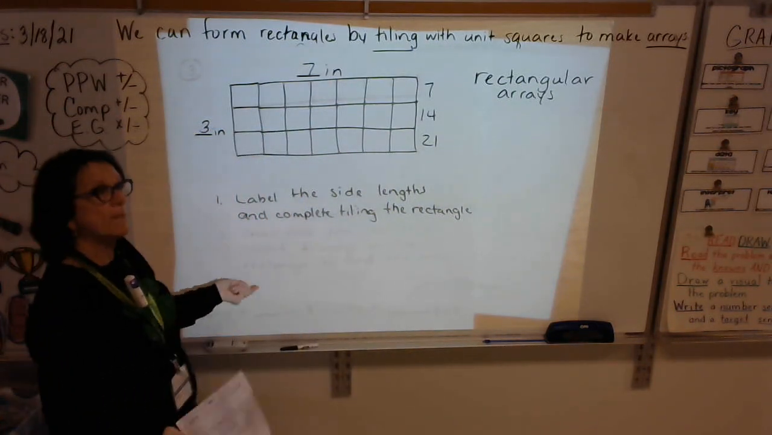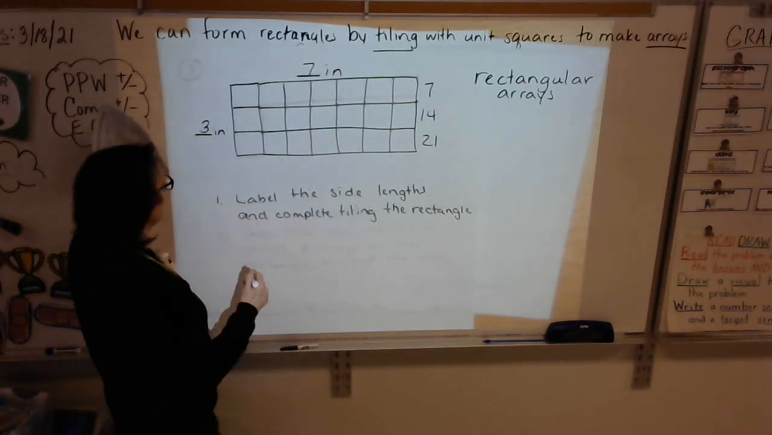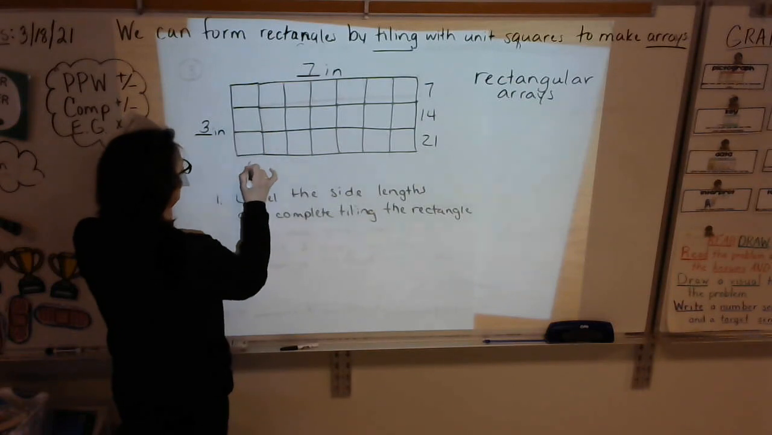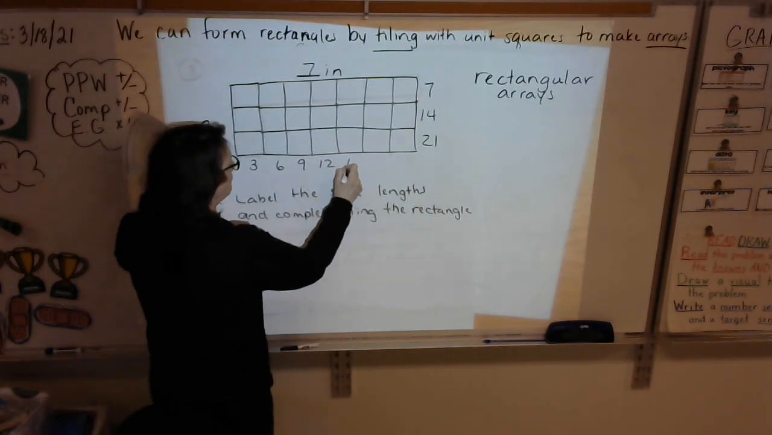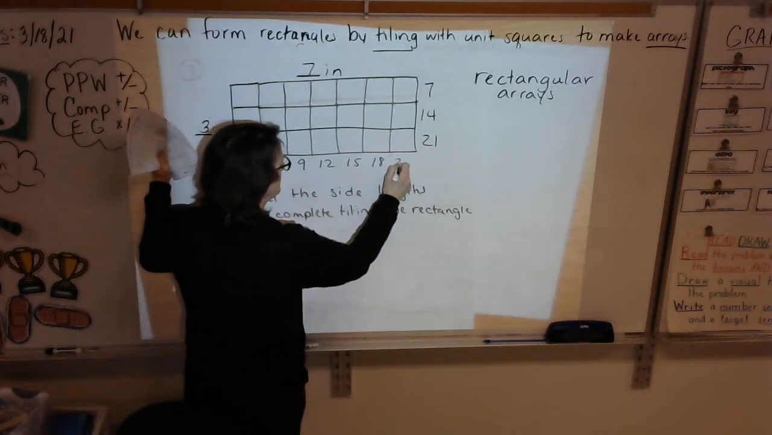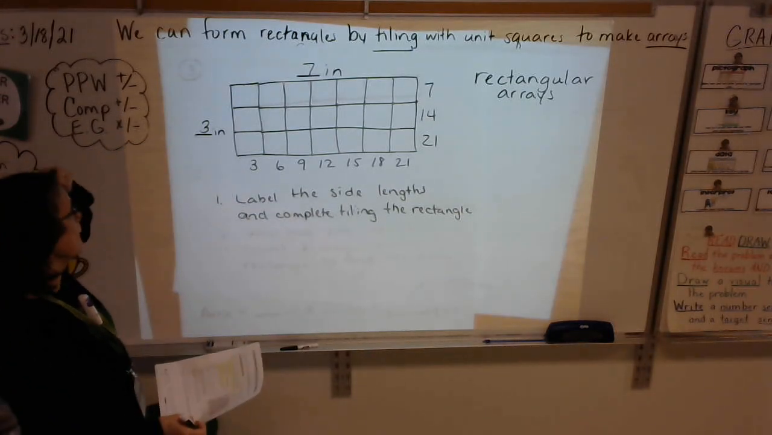But I had some kids say, Mrs. Reed, we could also skip count by threes to find the total area of this rectangle. So we can skip count by threes going down the columns. 3, 6, 9, 12, 15, 18, 21. Either way we decide to skip count, we can get the total area.